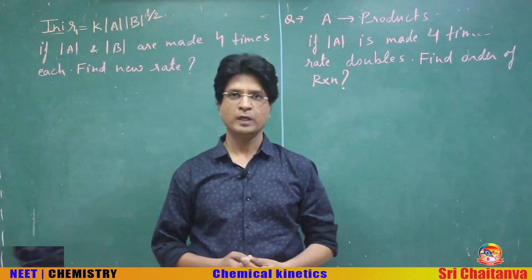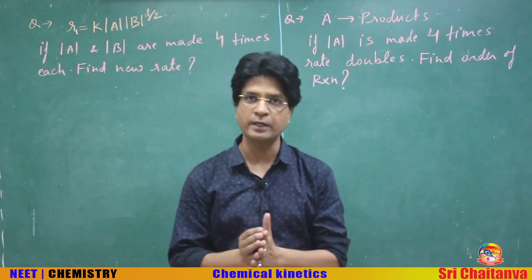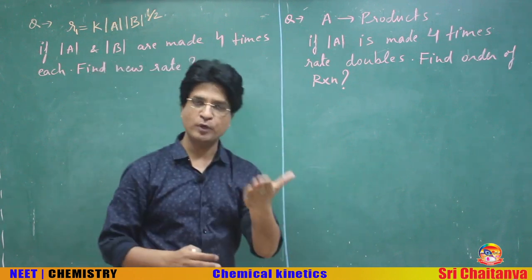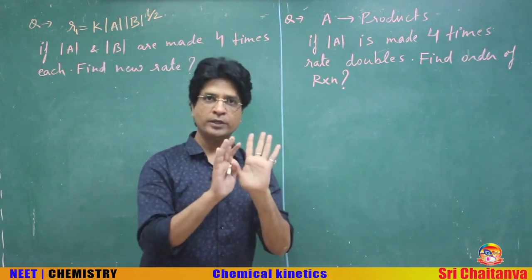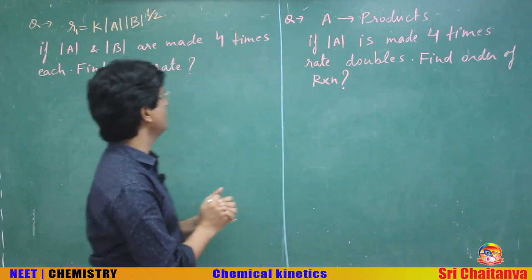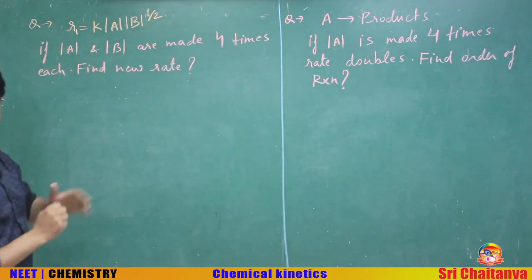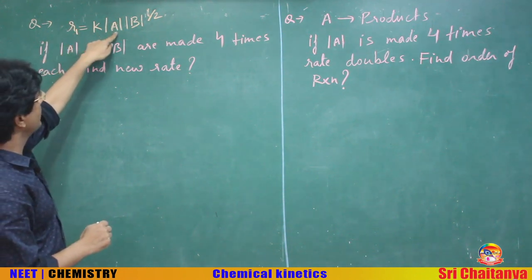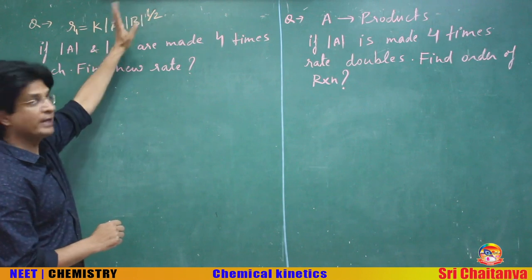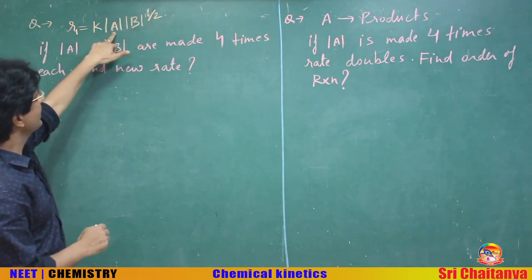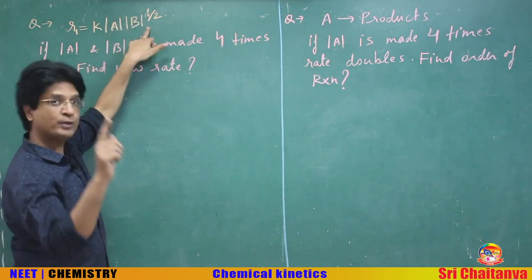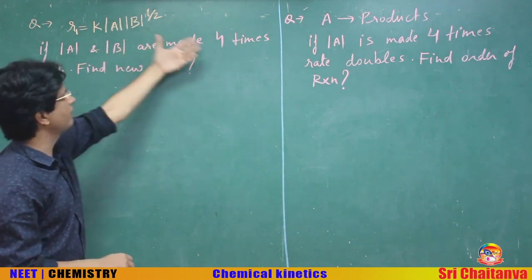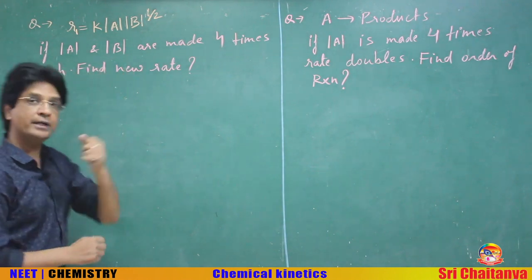Okay. I hope now the things are becoming clear with respect to the initial rate law method. We shall solve a couple of more questions to make sure that there is no doubt remaining inside your head. So the question number 1, they have given you rate law, R1 equals K into A into B to the power of 1 by 2. So here the order of reaction with respect to A is 1, with respect to B is half. Now they are saying that if A and B concentration are made 4 times each, find the new rate.